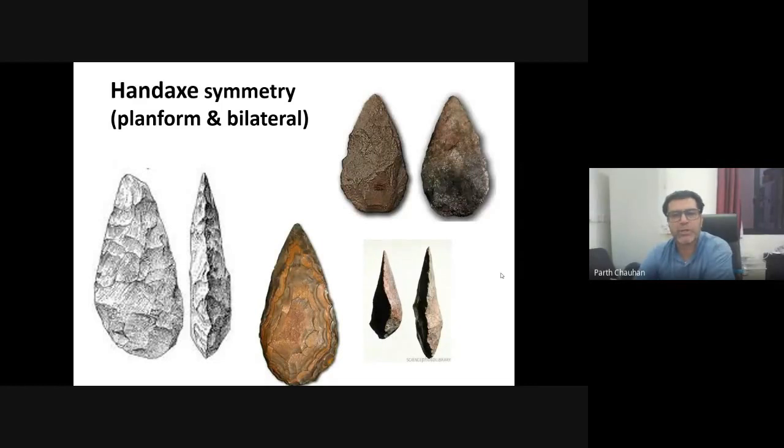Now we know from preliminary experiments that symmetry of Handaxes was not more functionally efficient. Even asymmetrical Handaxes were equally functionally efficient. So why were they making them symmetrical? Was there a mental template? Were they going for aesthetics? Was it to attract mates? We don't know all these things, but we can get more insights by looking at different raw materials, different types of Handaxes, and going for symmetry, asymmetry, and see how Handaxes evolved over time.